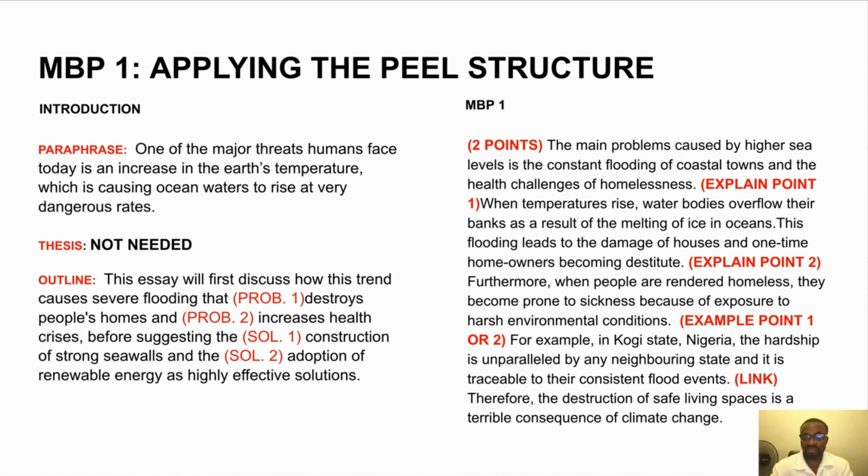Therefore, the destruction of safe living spaces is a terrible consequence of climate change. What we did here is we linked these problems to the introduction instead of just a mere summary. We say that these consequences, which include flooding of homes and sicknesses as a result of homelessness, are consequences of climate change, which is what we started discussing from the introduction, which is what the question also asked of us. So you've seen how to structure your main body paragraph.